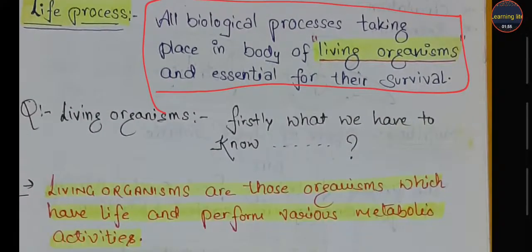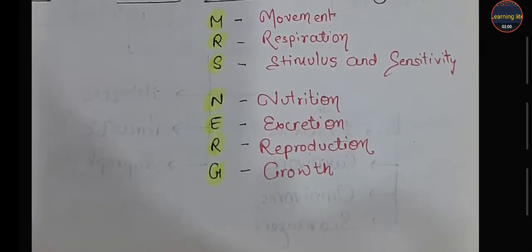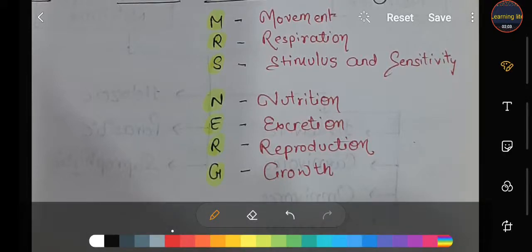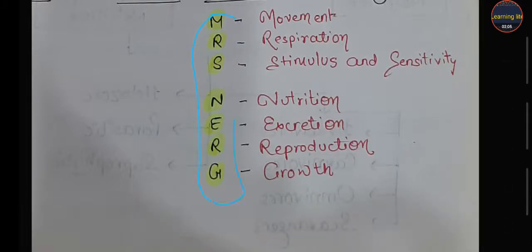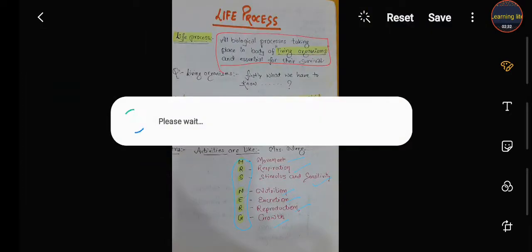How can we learn the different types of life processes? This is the formula, students, for learning the life processes, known as Mrs. Nug. M for movement, R for respiration, S for stimulus and sensitivity, N for nutrition, E for excretion, R for reproduction, G for growth. By this term, Mrs. Nug, you can easily learn the different types of fundamental life processes that occur in our body. Okay students, got it? Let's move back to the worksheet.